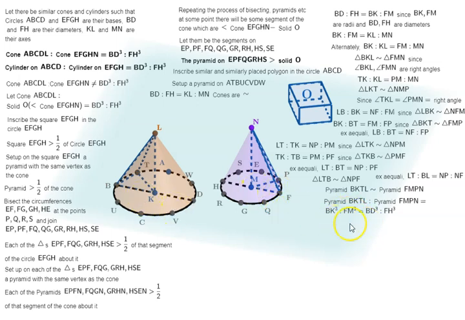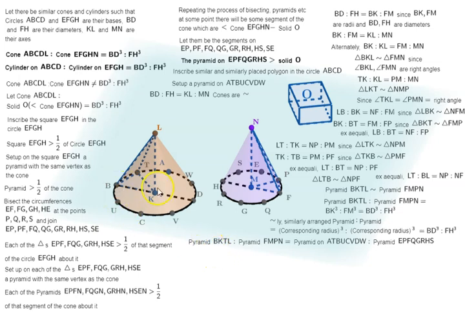So since the diameter is just a multiple of this radii, we can say pyramid BKTL is to pyramid FMPN is equal to the triplicate ratio of the diameters of these two circles. Similarly arranged pyramid is to pyramid. We can build around the circle all the remaining pyramids. So those similarly arranged pyramid is to pyramid is equal to corresponding radius cube is to corresponding radius cube, which is equal to BD cube is to FH cube.